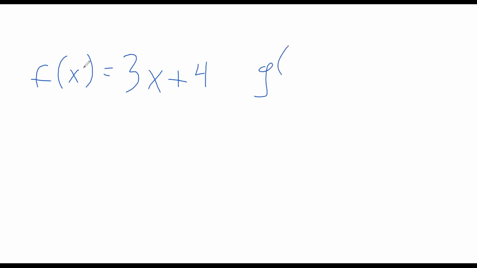So let's look at an example of such a process. Let's say that you have f of x equals 3x plus 4, and g of x is a quadratic. How about 7 minus 2x squared?